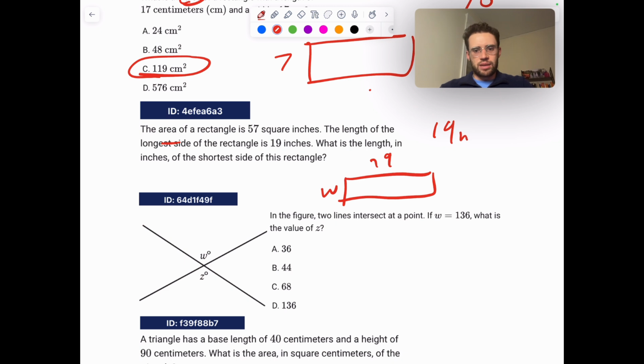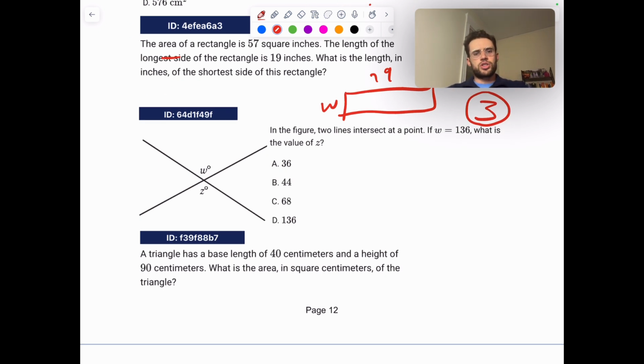So 19 times W equals 57. Just divide both sides by 19. 57 divided by 19, is that 3? 30 plus 27, yeah, that makes sense, okay. 3 times 19, you can check it, 30 plus 27 gives us 57. So the width would be 3 inches. Again, they say, what is the length in inches? So we just have to bubble in 3.